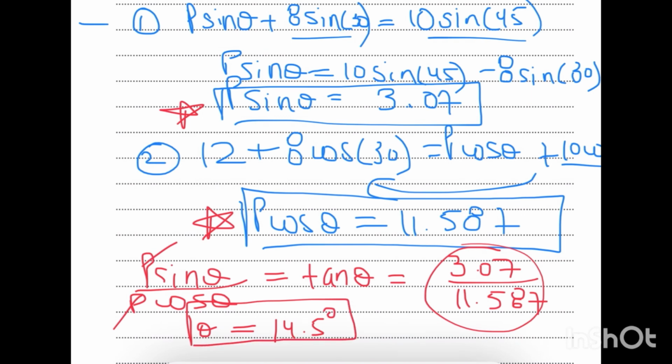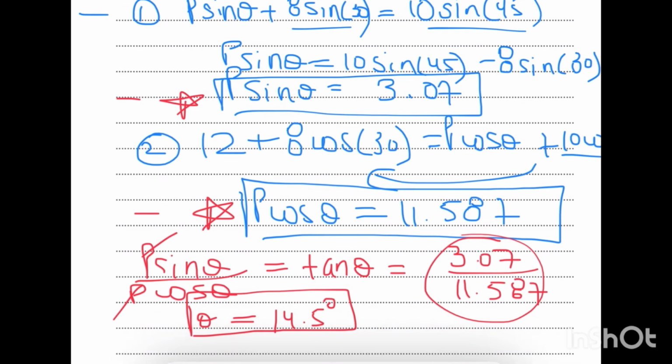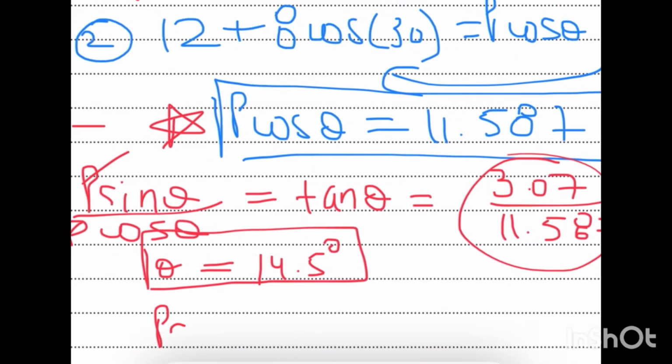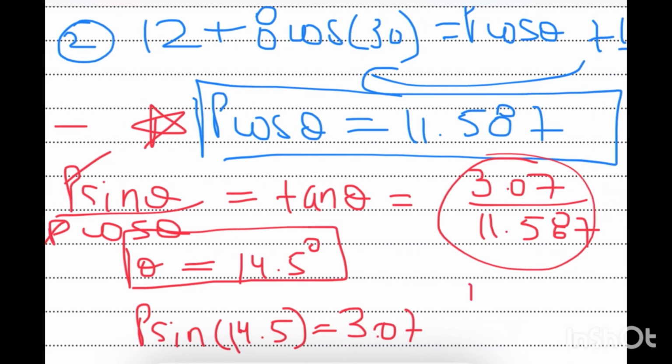Now we can substitute this value of theta in either of these two equations. I will take the one with p sin theta. So p sin 14.5 must be equal to 3.07. So p is equal to 3.07 divided by sin 14.5, which is equal to 12.2 newtons. So we have both the values of theta as well as p.